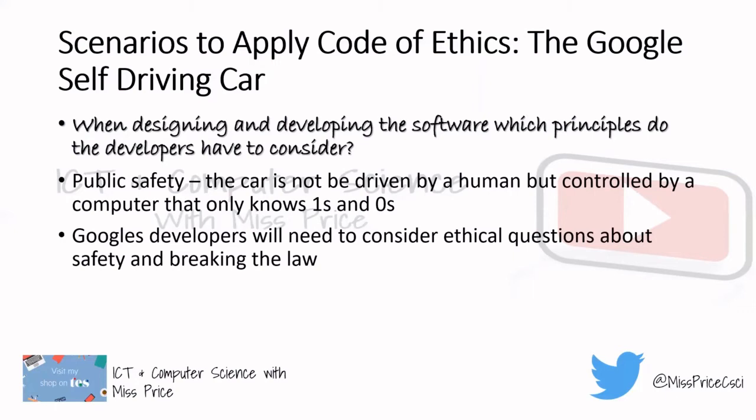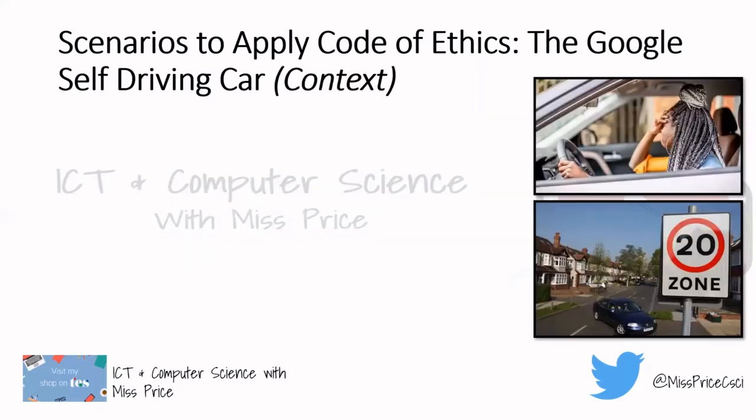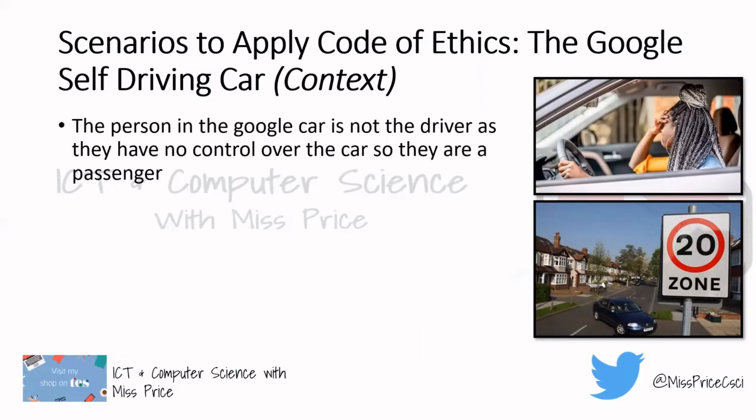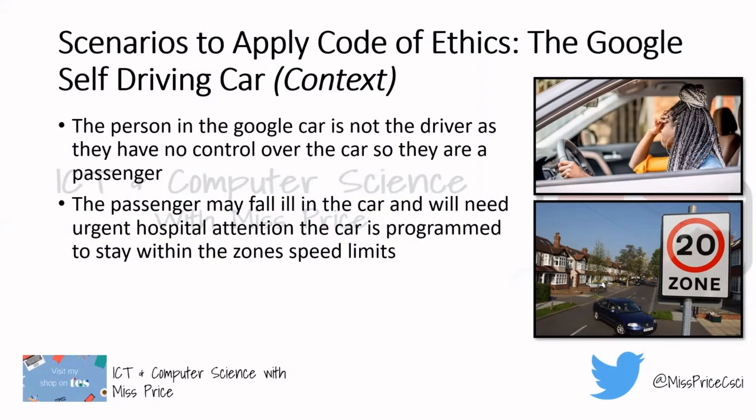Okay, so if we look at these codes of conduct, so if we look at Google self-driving cars within context, the person in the Google car is not the driver, and they have no control over the car. So technically, they are the passenger. Now that is a problem. So when the passenger may fall ill in the car, they will need urgent hospital attention. But is the car programmed to do that?